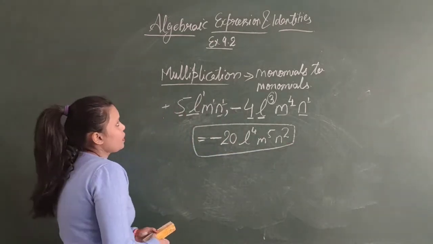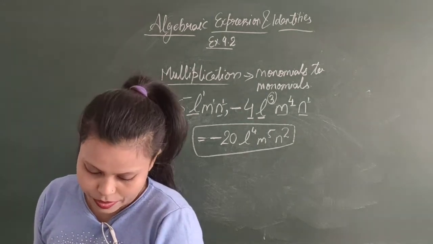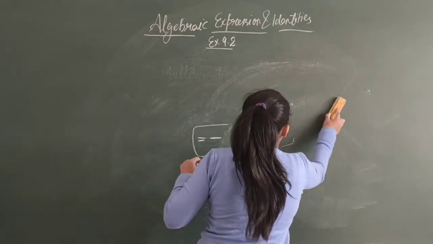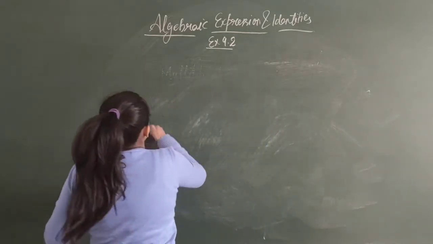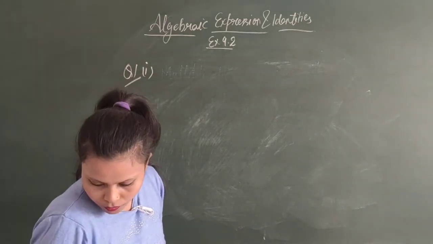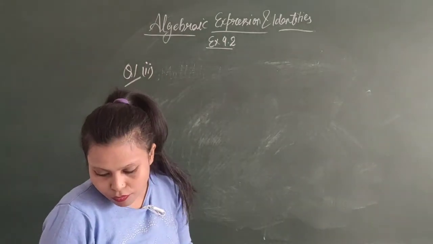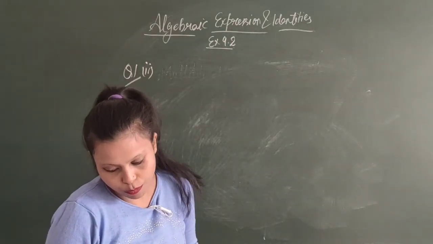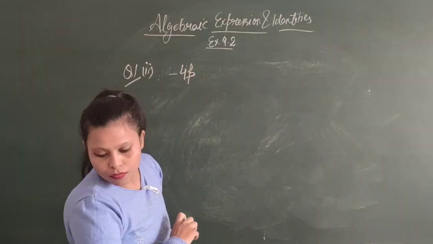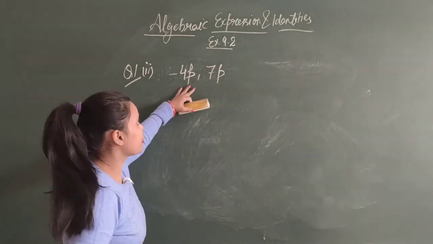Alright, let's do exercise 9.2, which is based on this concept. Let's do question number 1. So question number 1 is, find the product of the following pairs of monomials. It is given minus 4p and 7p. So we need to multiply these.